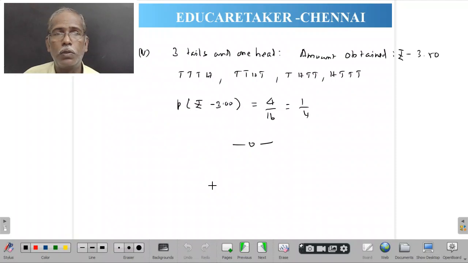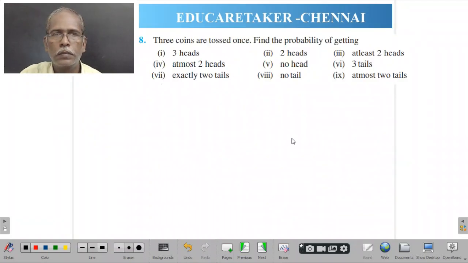So dear student, we will move to the next question now. Look at question number 6. Here 3 coins are tossed once. All 3 are fair coins, all the outcomes are equally likely. Find the probability of getting: 1, 3 heads; 2, 2 heads; 3, at least 2 heads; 4, at most 2 heads; 5, no head; 6, 3 tails; 7, exactly 2 tails; 8, no tail; 9, at most 2 tails. The number of subdivisions is more, but the nature of the question is simple.